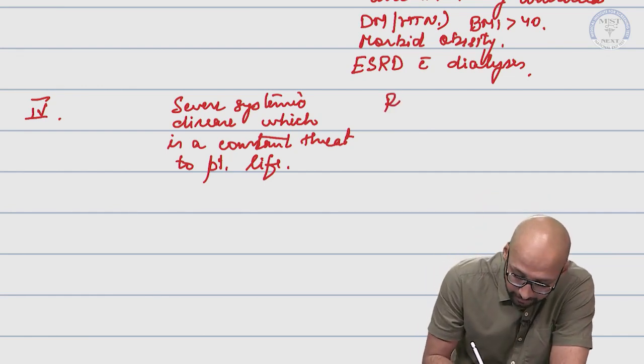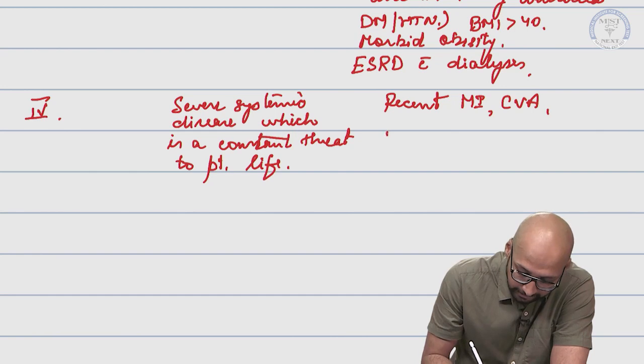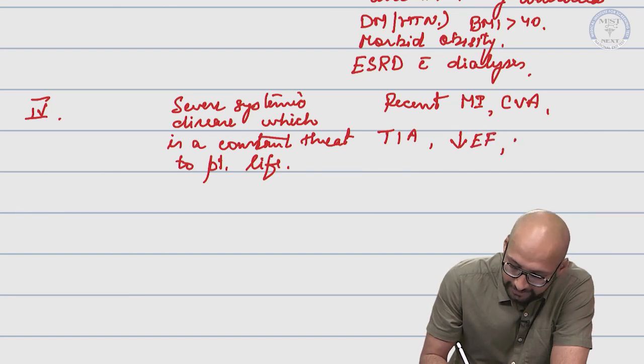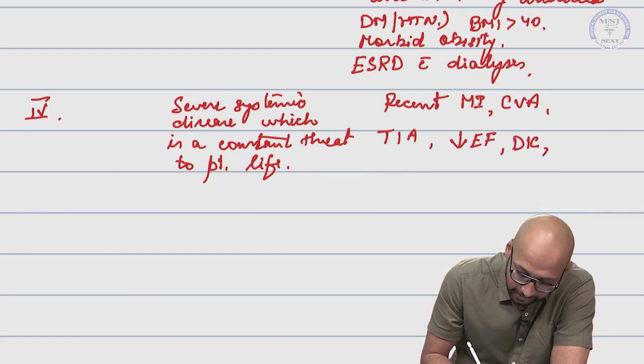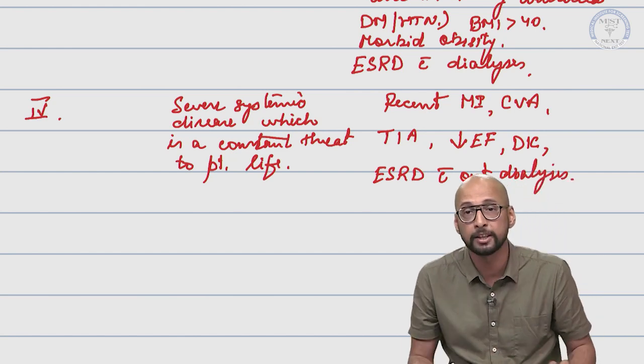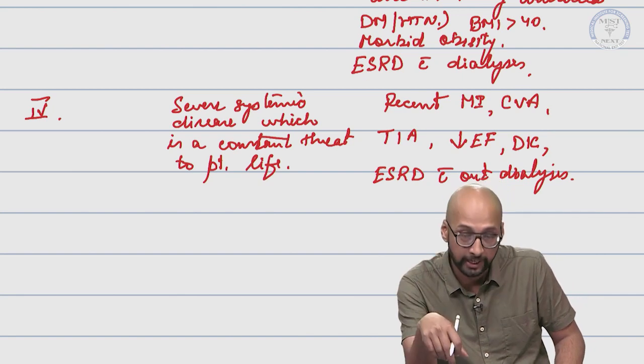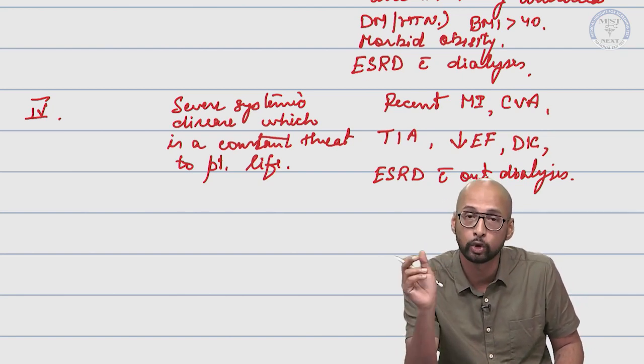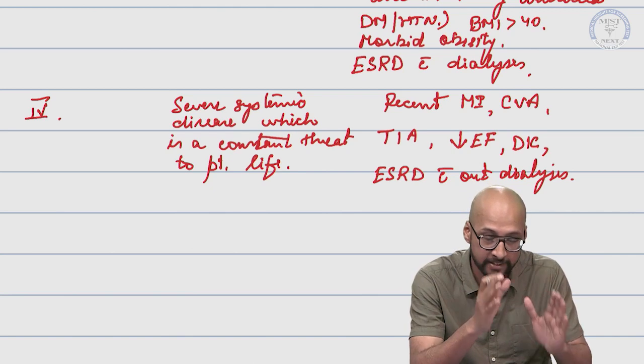So, examples are recent MI, CVA, cerebrovascular accidents, transient ischemic attacks, decreased ejection fractions, DIC, and ESRD without dialysis. ESRD without dialysis. That means the patient's condition is a constant threat to his present condition.